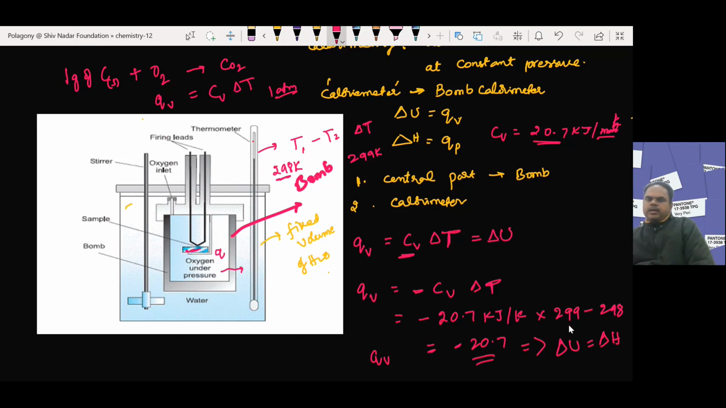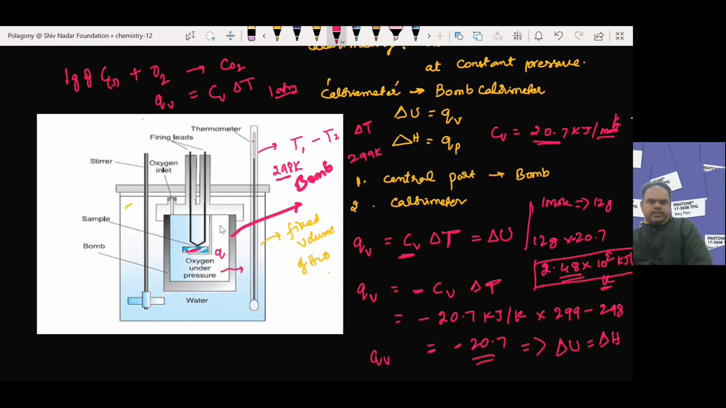If there is a larger change in the temperature, then the heat energy change will be larger. Here I took 1 gram. If it is for 1 mole, then this is multiplied by 12 grams, as 1 mole of graphite is 12 grams. So 12 multiplied by minus 20.7 gives 2.48 into 10 to the power of 2 kilojoules per mole. We will get the answer.